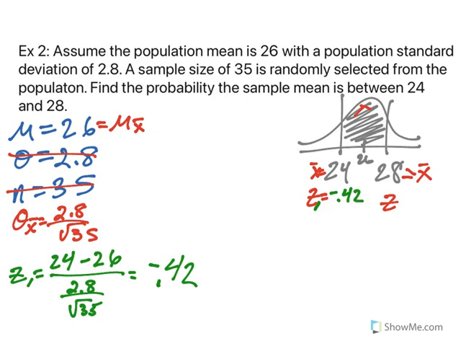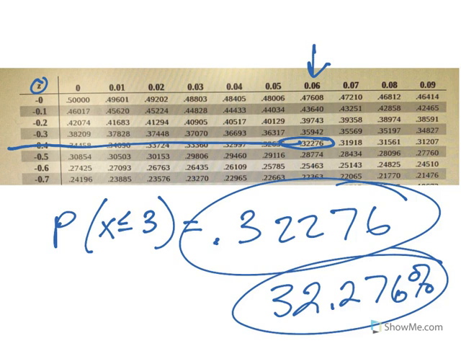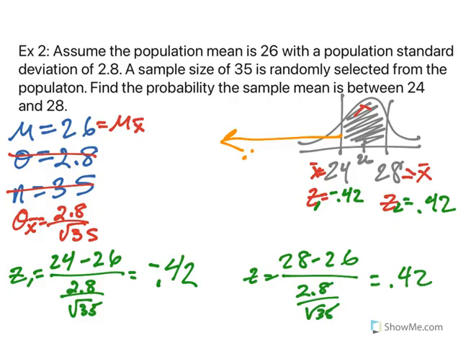Now, funny thing how this works is that when I do z2 and I do 28 minus 26 over 2.8 divided by the square root of 35, that's a positive 0.42. Okay, so these are the z-scores. So the first thing that I'm going to do is find the area to the left with a negative 0.42. So let's go back to this and say, okay, here's negative 0.4, 0.02. So where do they meet? Right here, 0.33724. So this area here is 0.33724.